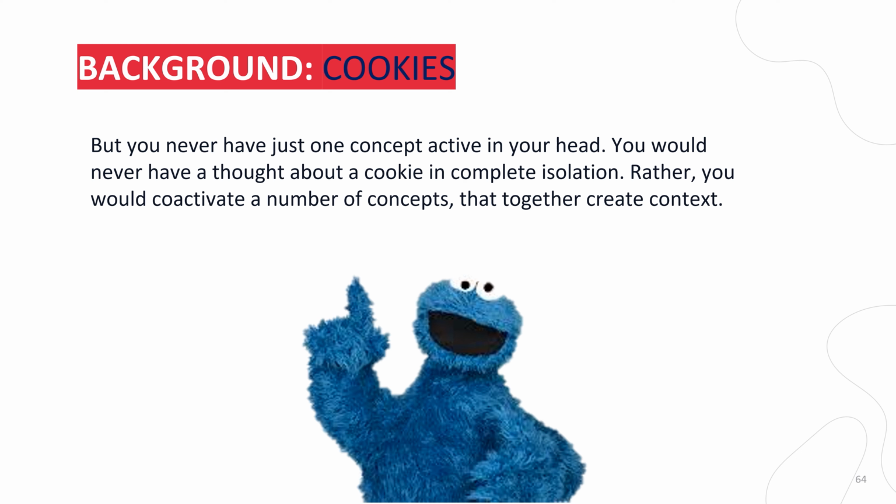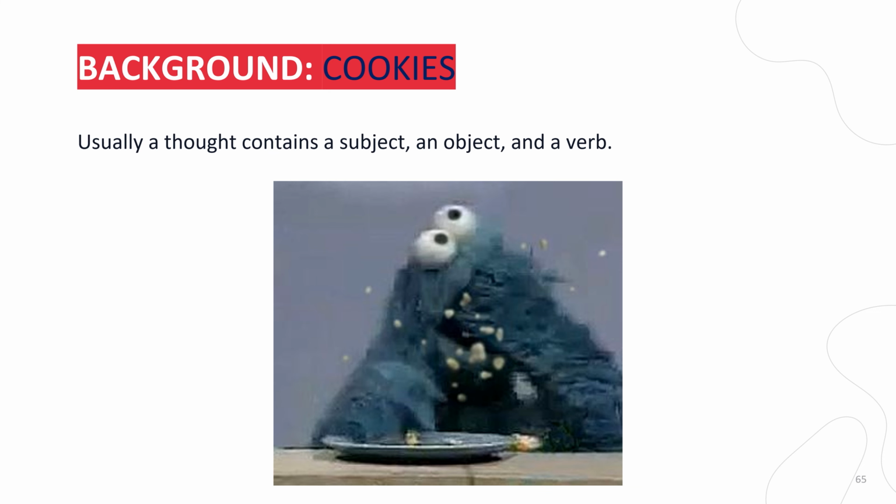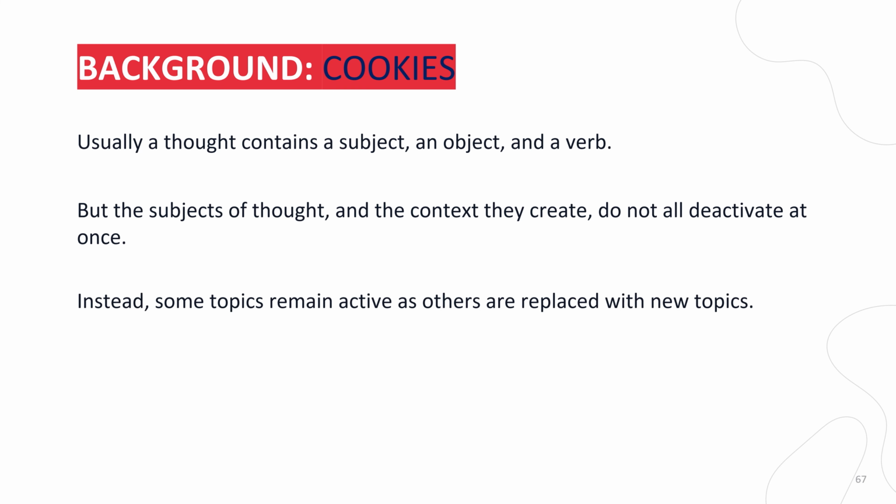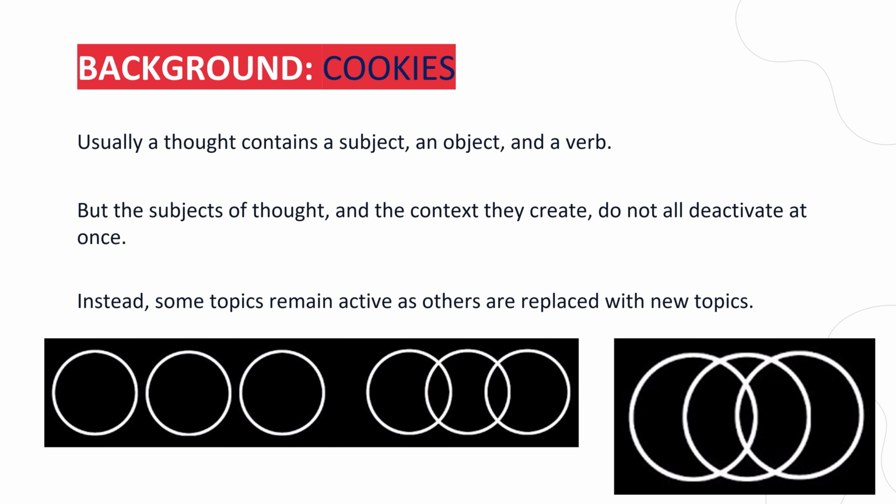But you never have just one concept active in your head. You would never have a thought about a cookie in complete isolation. Rather, you would co-activate a number of concepts that together create content. Usually a thought contains a subject, an object, and a verb. But the subjects of thought and the context they create do not all deactivate at once. Instead, some topics remain active as others are replaced with new topics. Thus, thought is partially updated on a continuous basis, making each instant a slight twist on what came just before.